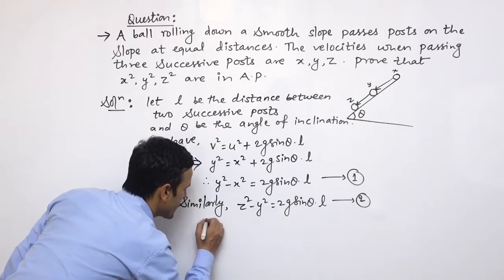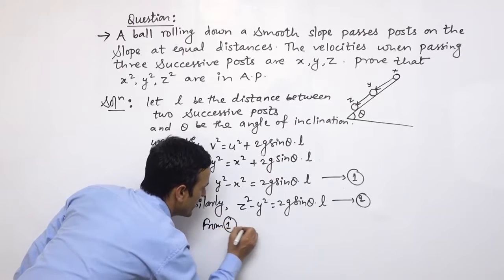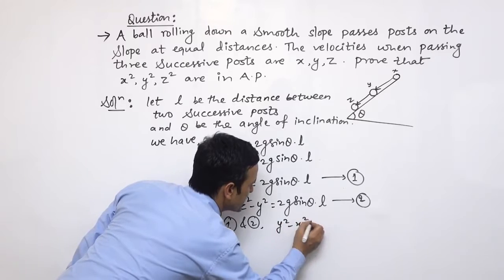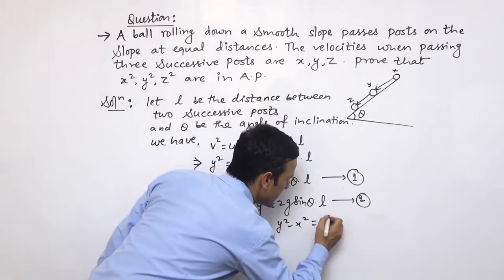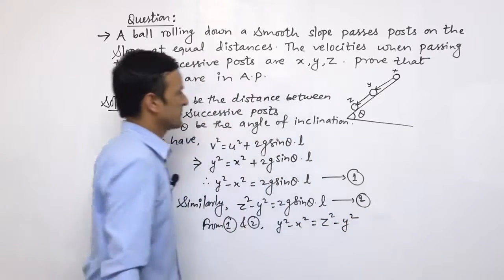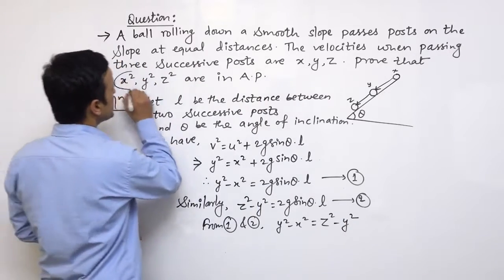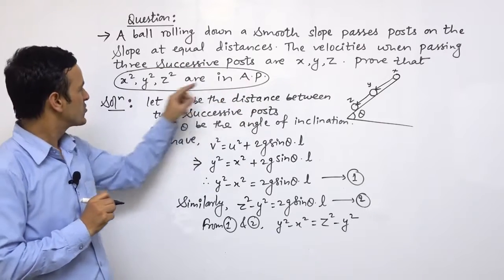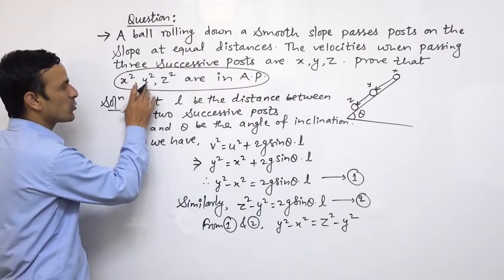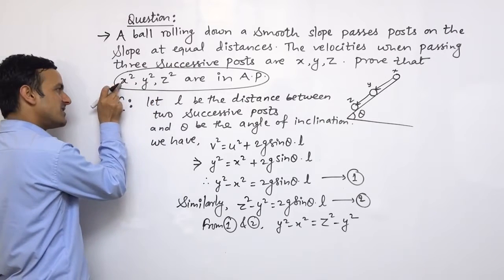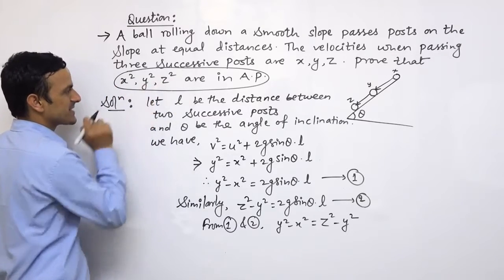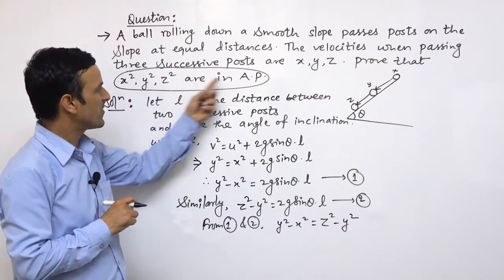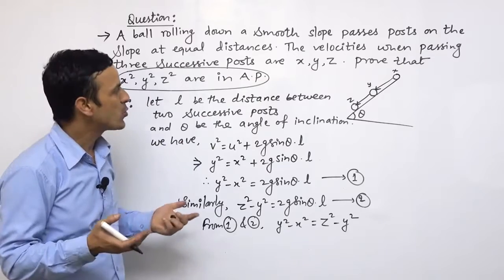So by comparing 1 and 2, we get y square minus x square is equal to z square minus y square. So our proof is that x square, y square, z square are in AP. For AP, this minus this is equal to this minus this. That means they have a common difference, and for AP, common differences are equal.